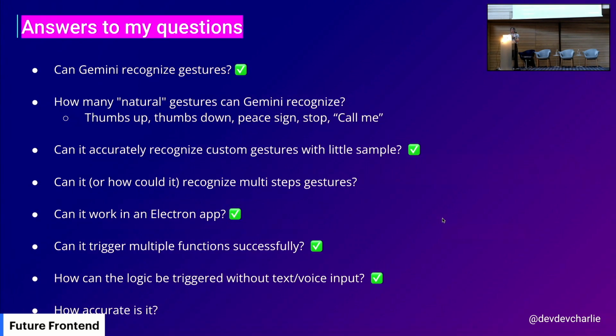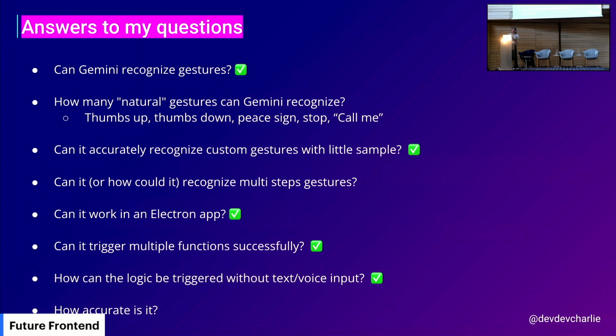Okay, now that I've experimented with all of this, there's actually a lot more, but I'll cut it short. Can Gemini recognize gestures? Yes. How many natural gestures can Gemini recognize? I didn't try it. Maybe there's others, but there was thumbs up, down, peace sign, stop. And when you do that, it's call me. It just comes back with call me. It's kind of cool. Can it accurately recognize custom gestures with a low sample? Yes. Or how could it recognize multi-step gestures? I haven't actually worked on that one yet.